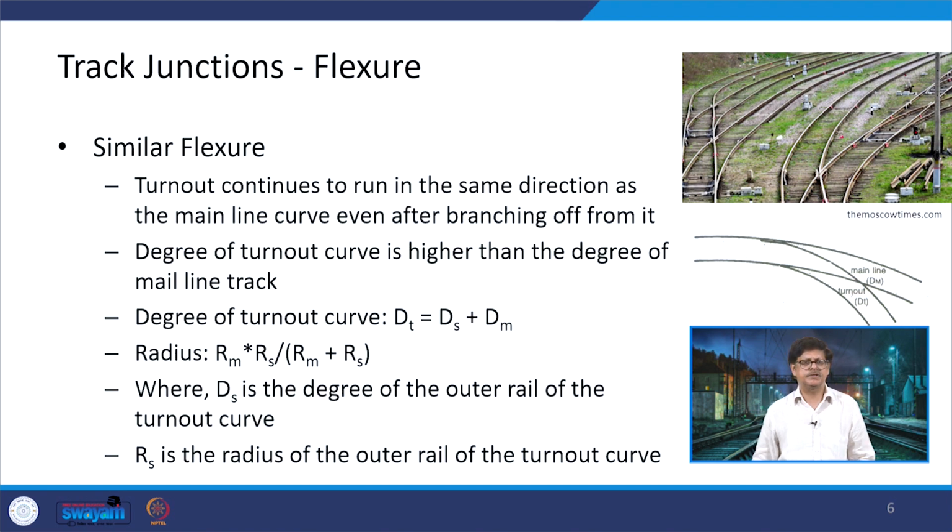The first classification, as I said, is on the basis of flexure. So, we are talking about a similar flexure here. What it says is, the turnout continues to run in the same direction as the mainline curve even after branching off from it. So, we have this main line and it is getting a branching here.